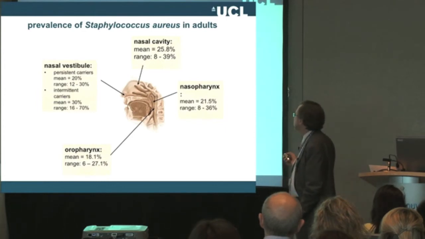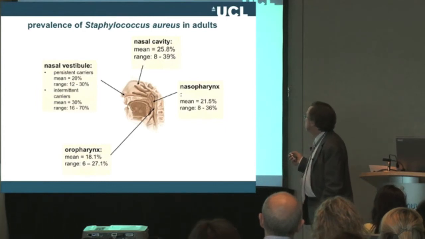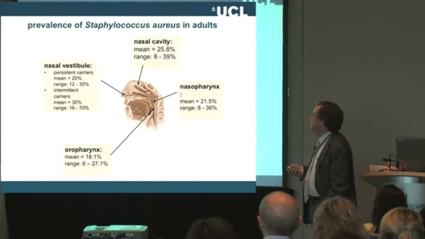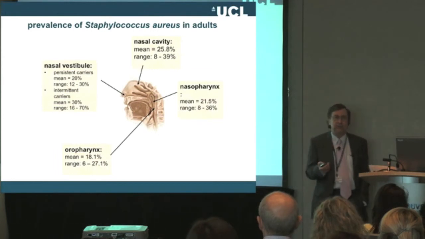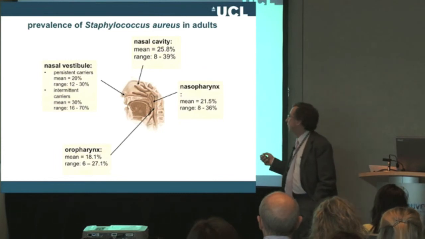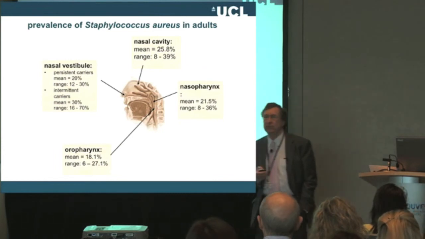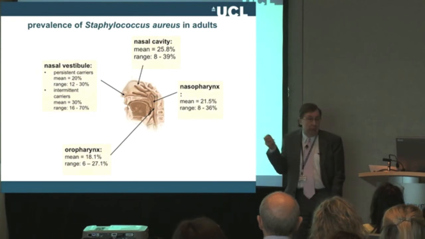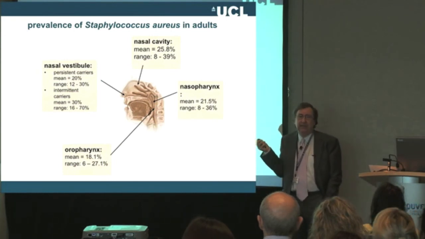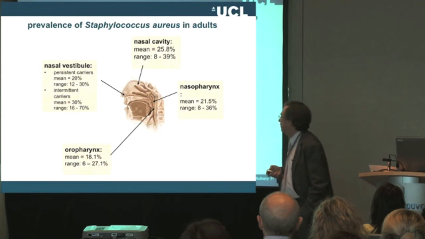And surprisingly, perhaps to many people, 22% of people carry it in the nasopharynx, 18% in the oropharynx, and 26% in the nasal cavity. So here we have Staph aureus sitting waiting there, and if you've got a mouthful of antibiotic-resistant organisms which can interact with these other organisms, and these are pretty hostile, deadly pathogens. So it's a cause of great concern.